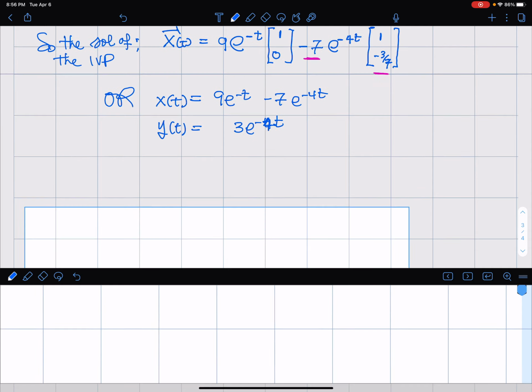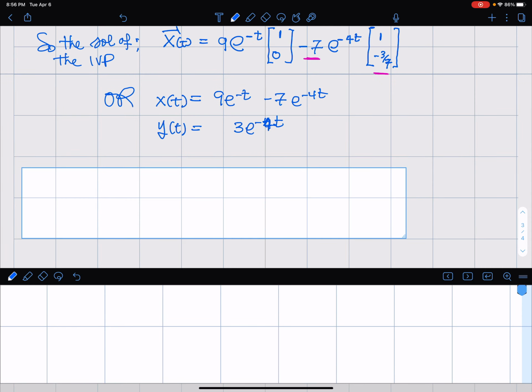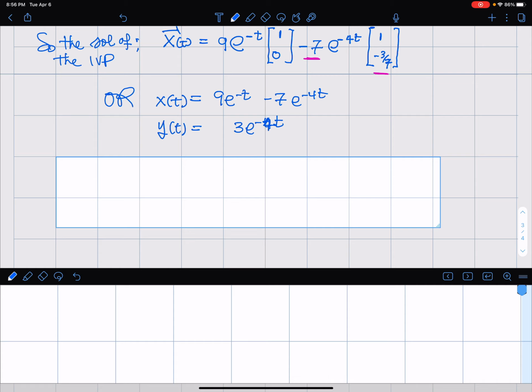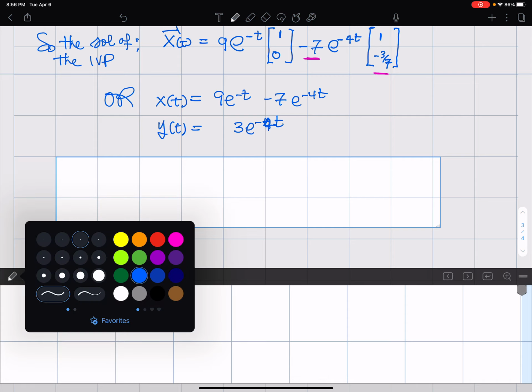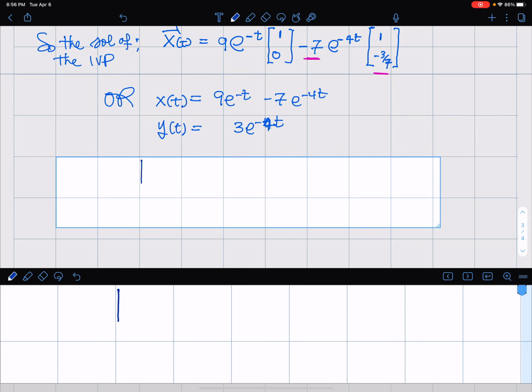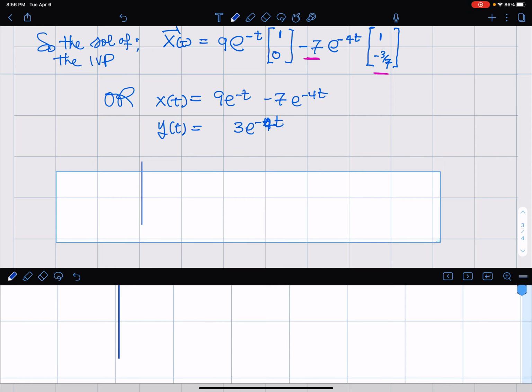I want to sketch the solution. If you sketch this solution, I'm not quite sure about this, but I'm pretty sure about it. I think this is what the graph looks like. In class, we'll try to do it in Matlab. I'll show you how to graph the solution in Matlab.